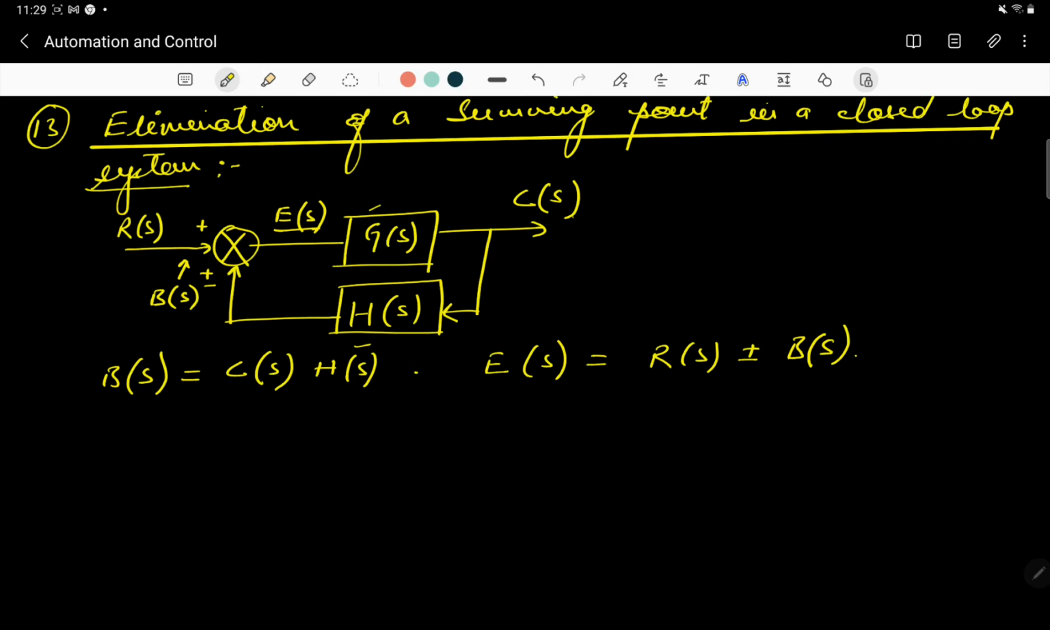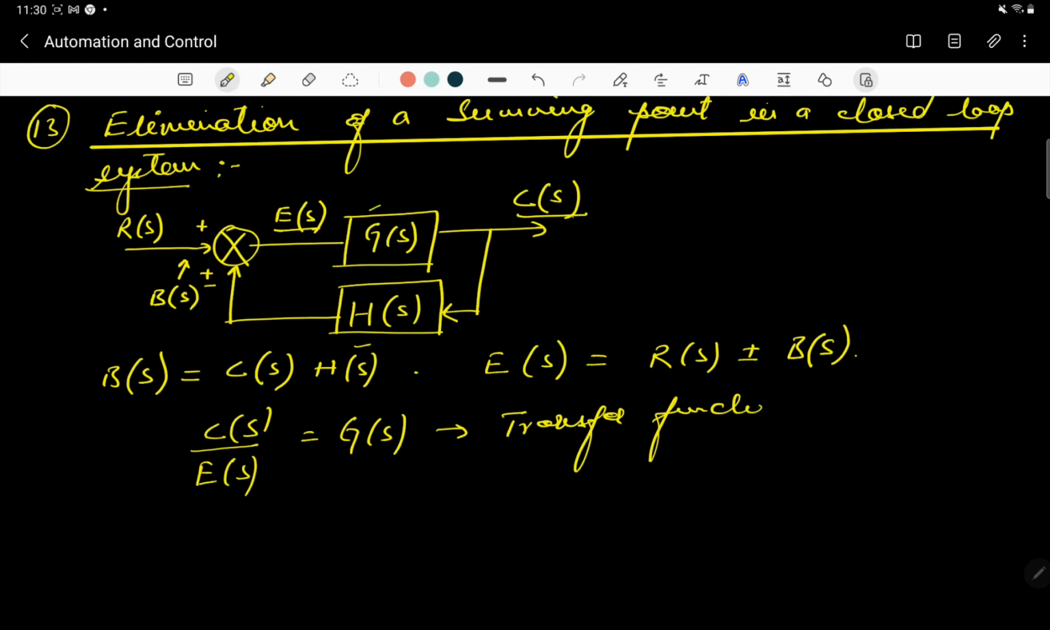Let's move further. From the block diagram you can see that C(s) is the output. C(s) upon E(s), which is the error, will give you G(s). This is the transfer function. It's very easy. G(s) is simply termed as the transfer function of the feed forward path.